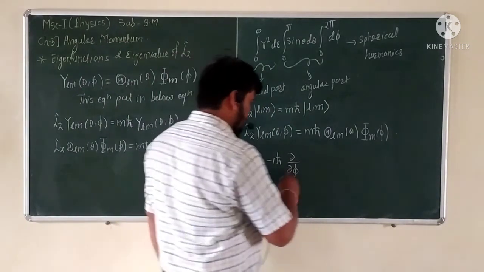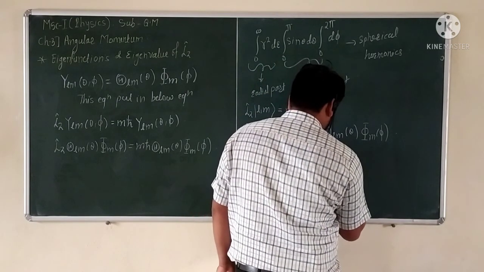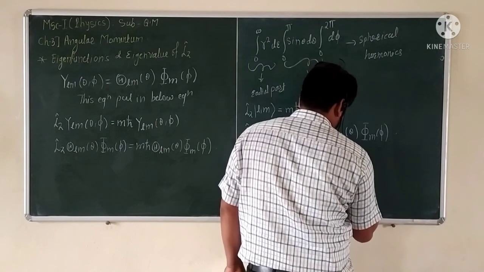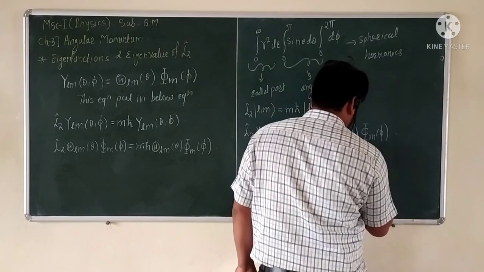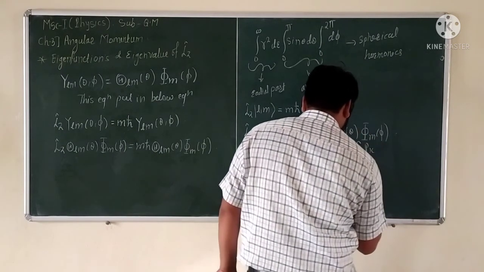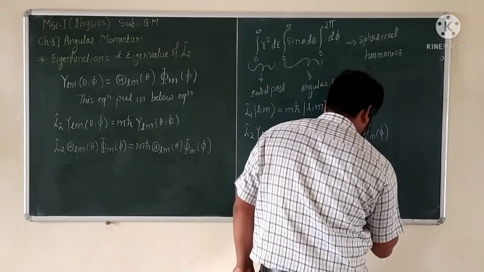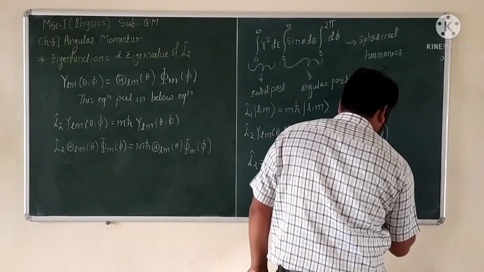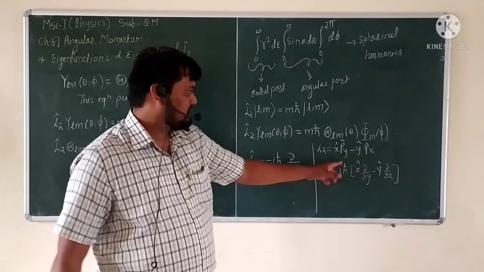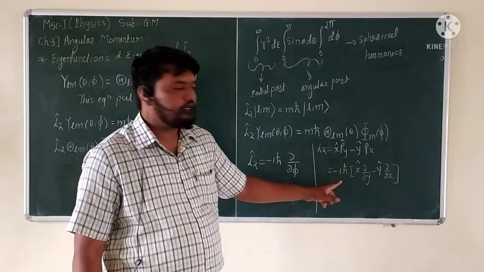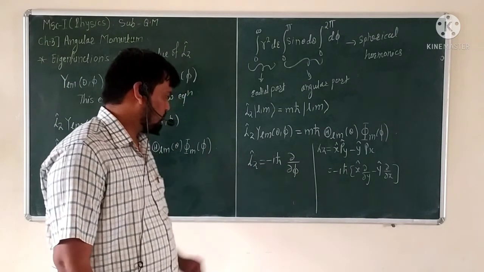Because it is expressed in the spherical harmonics, and if we see it in Cartesian coordinates, this Lz is nothing but x p_y minus y p_x. That is nothing but minus iħ times (x ∂/∂y minus y ∂/∂x). So this is the representation of the Lz operator in Cartesian coordinates, and this is expressed in spherical harmonics for the Lz operator.